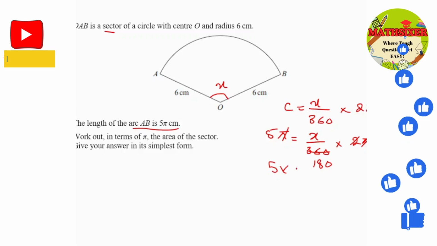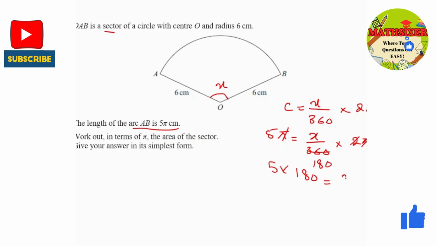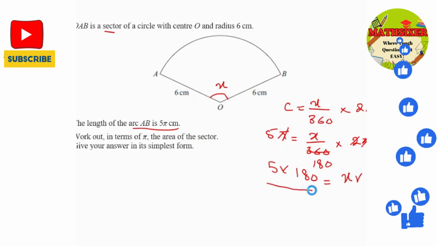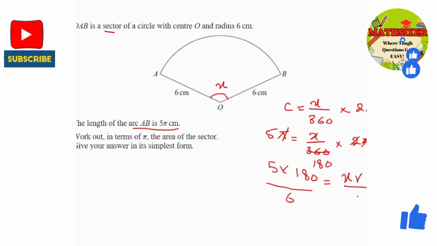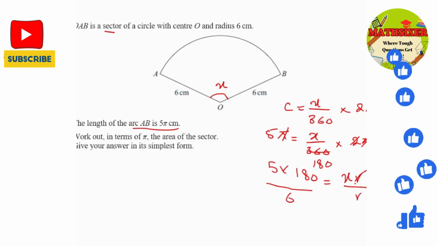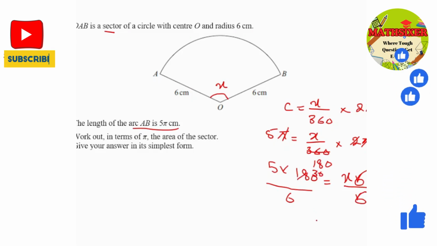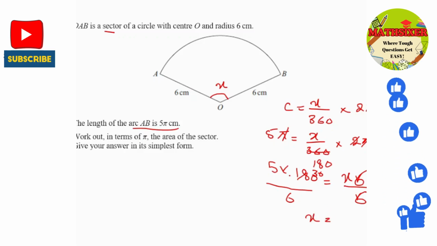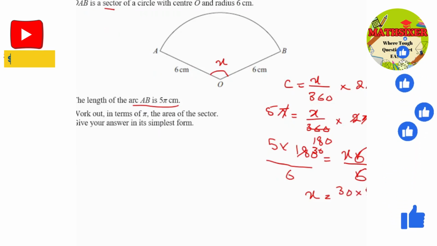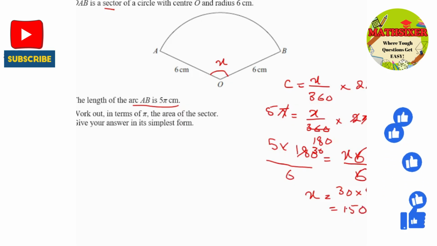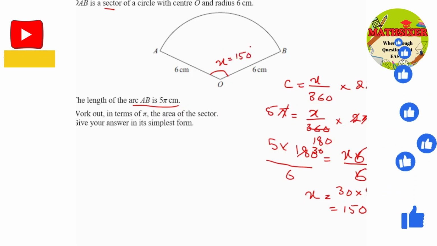So that becomes 5 times 180 is equal to x and r. And then we're going to divide it by the r value, which is 6, and we're left with just 6. Okay, so r is 6 as well. So 6 times 3 is 18, and so x is equal to 30 times 5, which is equal to 150 degrees. So we know our angle x is equal to 150 degrees.